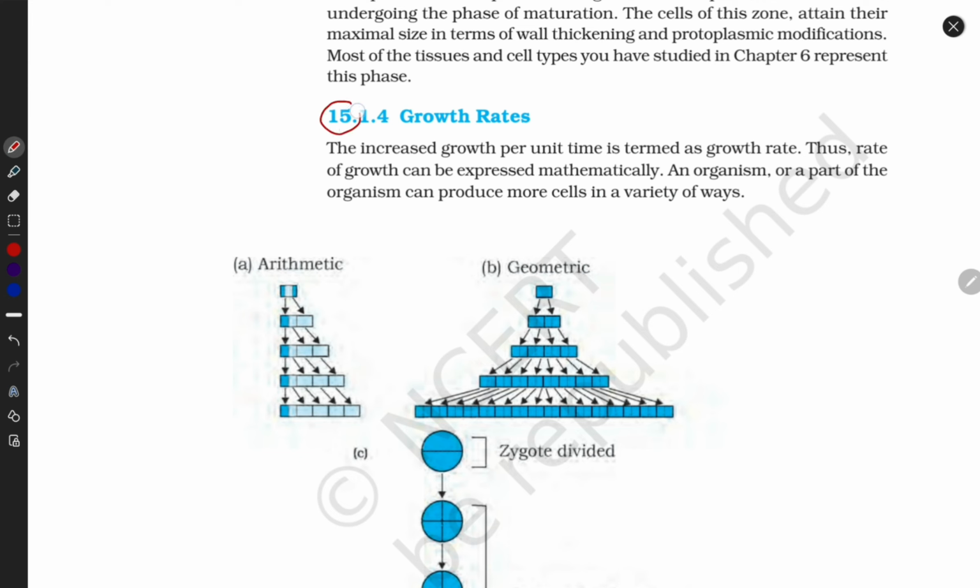Further continuation of chapter 15. Let's start with growth rate. There are two kinds of growth rate represented here, arithmetic and geometric. Let's start with arithmetic growth rate. Meristematic growth, okay, and this is the exponential growth. Let's start with meristematic growth.